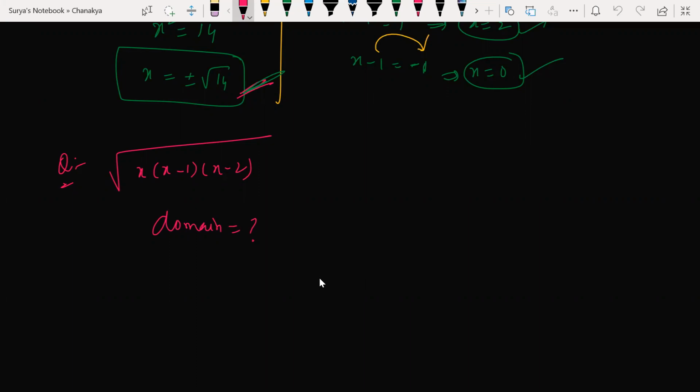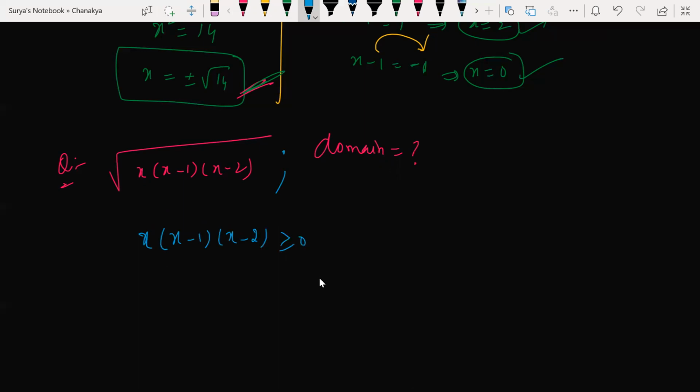So how come it is possible, man? Look at this here. Inside the square root, you have the square root function he has given here. So whatever the expression given inside the square root, that has to be greater than or equal to 0.